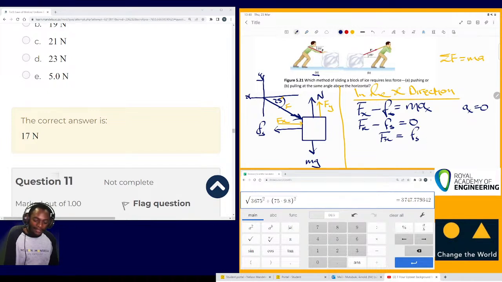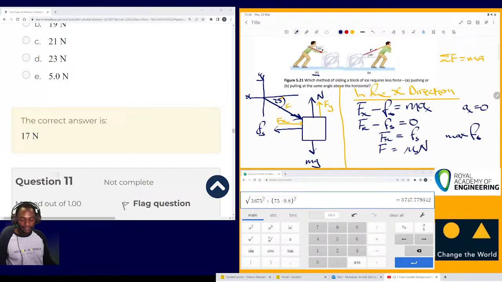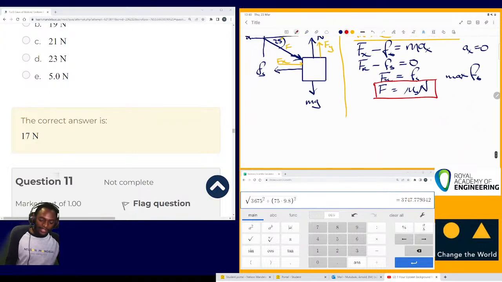And this is maximum static force, because that's the instant at which the body is about to move. So this will be our maximum Fs, because it's about to move, right? All right, so we know that static force is equal to mu times N, right? So we have formulated our first equation. Are you okay so far? Yes, sir.